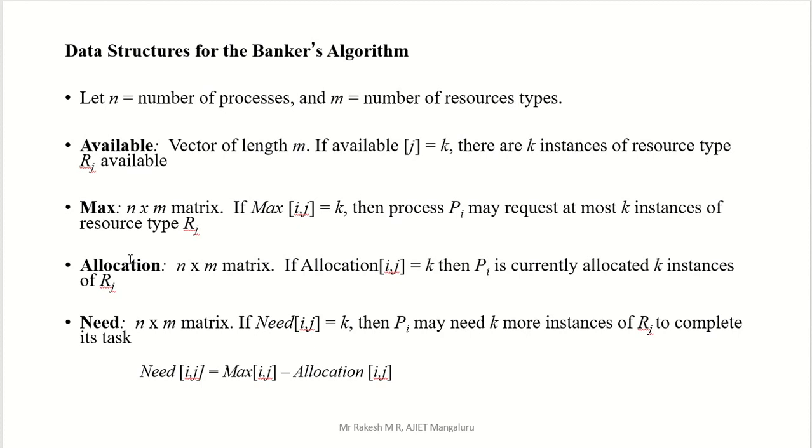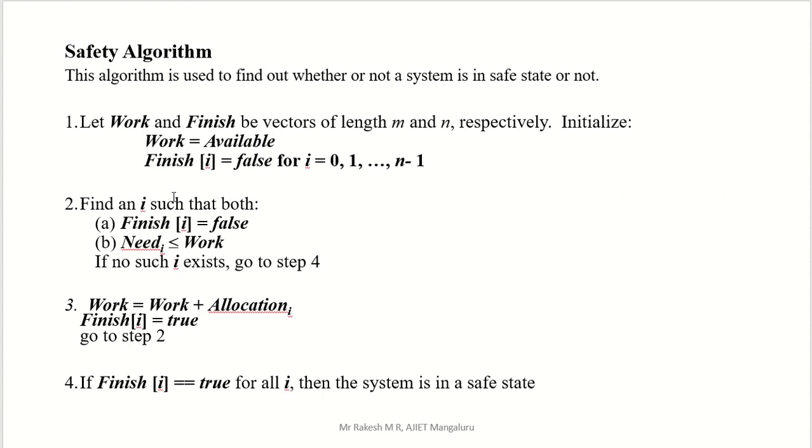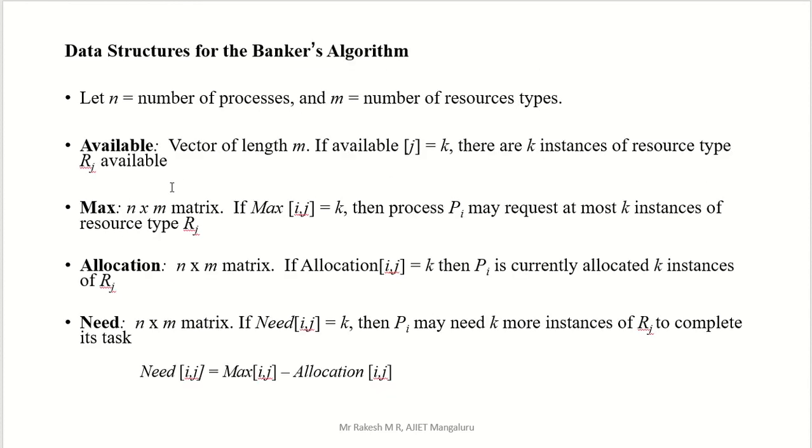So how to find out need? Maximum minus allocation, that is the need. Okay, maximum we need this much, some we already allocated, then how many are required? Maximum minus allocation, that is the need. And available: after allocation, how many are available? That we can see here. We see these definitions because we are going to use all of them in the Banker's algorithm.